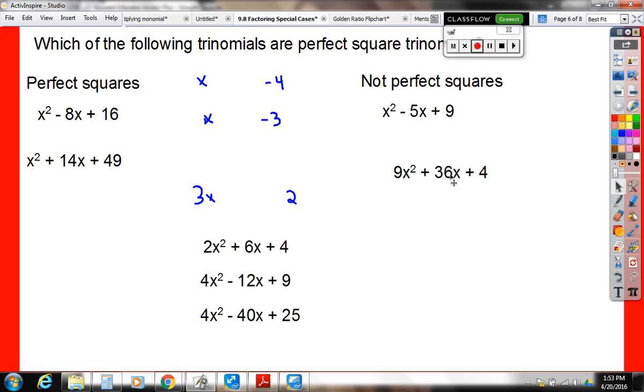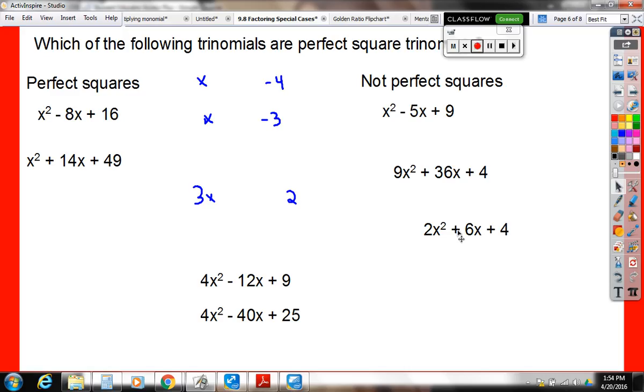Evelyn, next one. You want to look at the first and last terms to see if they're a perfect square. So first of all, is this a perfect square? Can you take the square root of that? Yeah. Okay, what is the square root of 2x squared? The square root of x squared is x. What's the square root of 2x squared? There isn't one, because you can't take the square root of 2. So this one is not a perfect square trinomial because of that first term. It's not a perfect square.